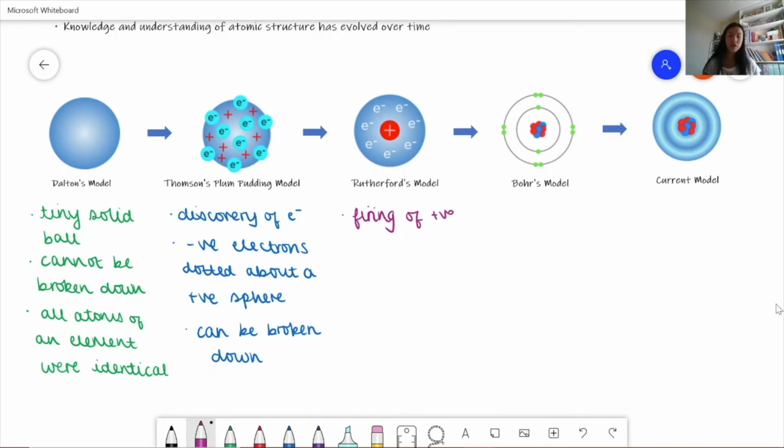So we had firing of positive charges that bounced back from an atom. We had lots and lots of atoms in the gold foil, and he fired these positive charges. He expected them to go straight through, but they actually bounced back. And so he made the conclusion that we must have a central positive nucleus, where most of the mass is.